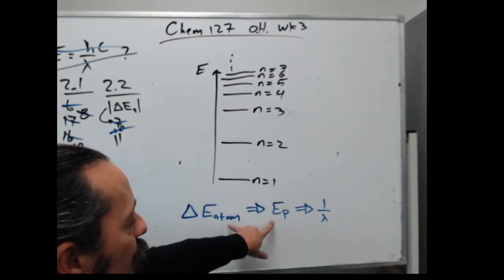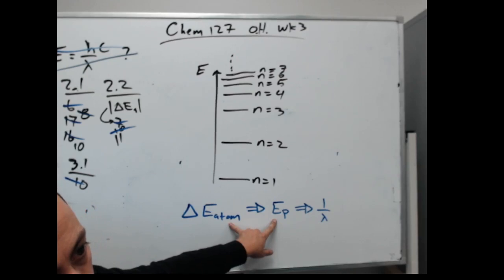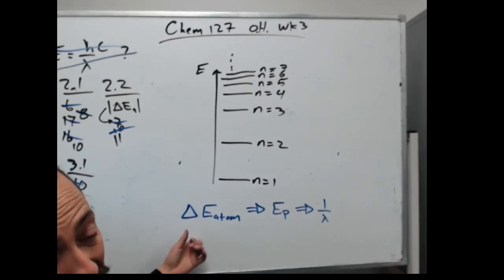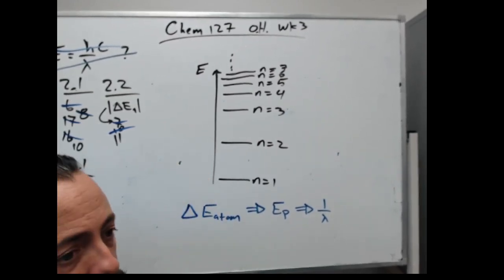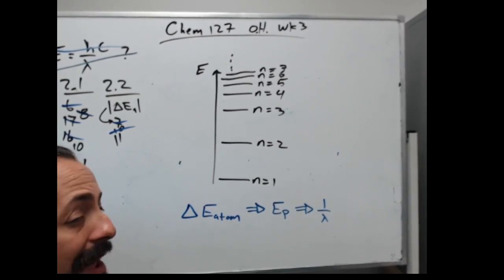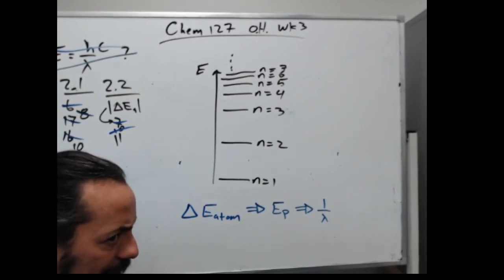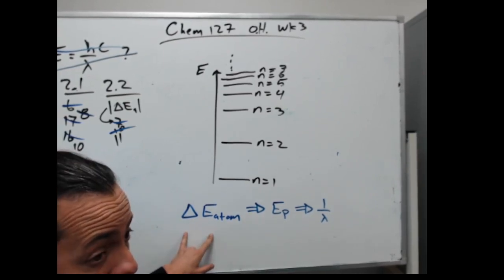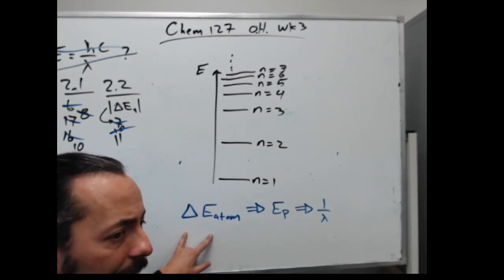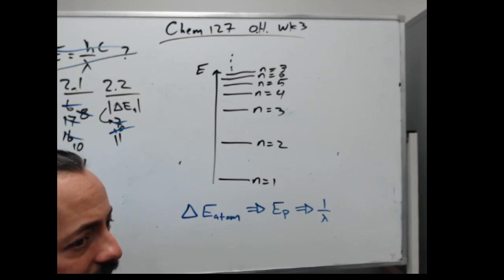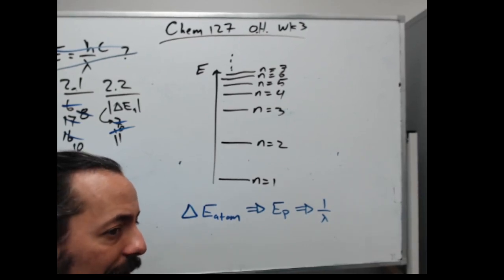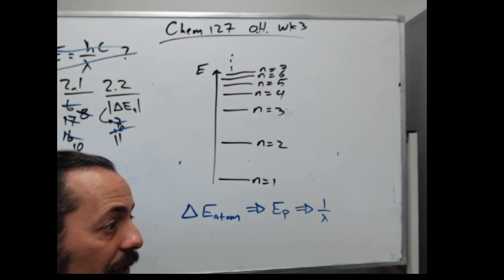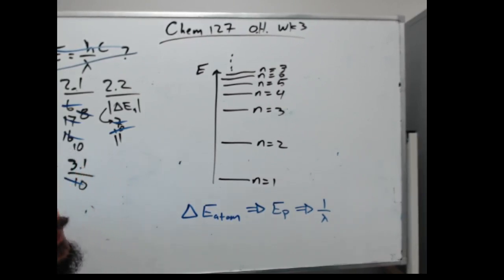So the change in energy of the atom and the energy of the photon directly relate to each other. Change in energy of the atom goes up, energy of the photon is going up. The wavelength is inversely related to that. So as the energy of the photon or the change in energy of the atom go up, the wavelength gets smaller. Big energies relate to small wavelengths. Here's how I think about it.